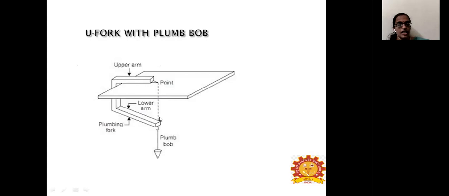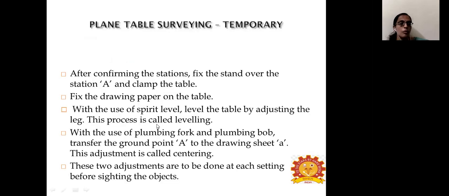So it has a similar length, and one end is having a contact with the paper or table. And the other end has this plumb bob arrangement. This is known as the plumbing fork. So the upper arm is having a contact with the paper or table, and the lower arm is having a contact with the plumb bob.